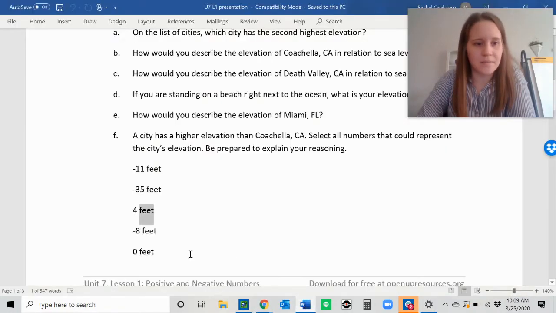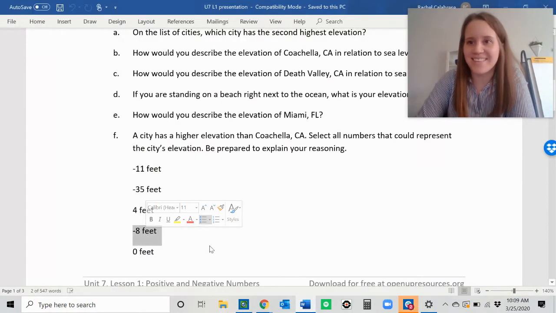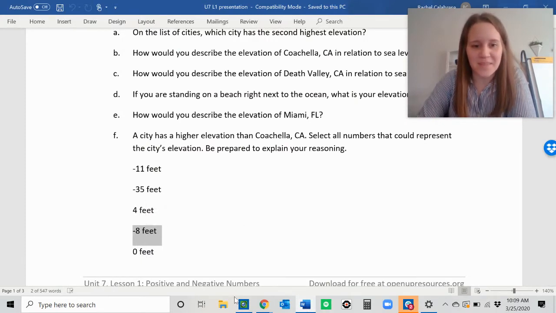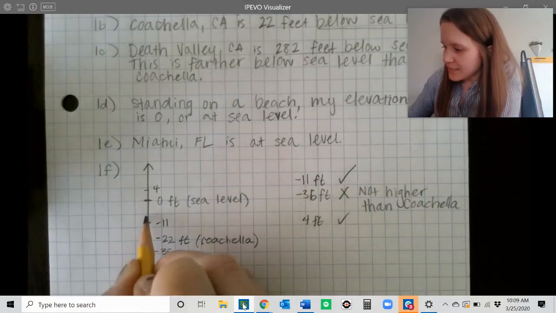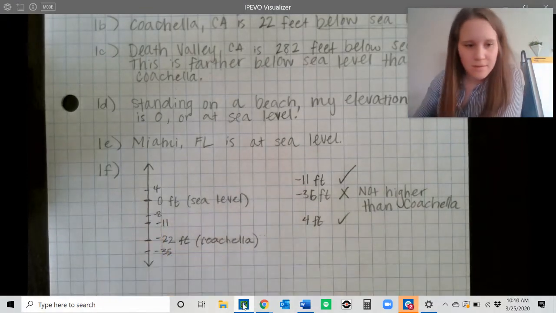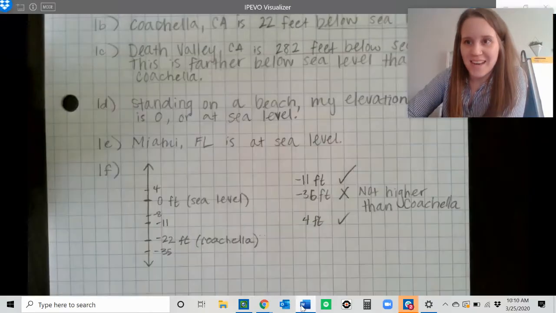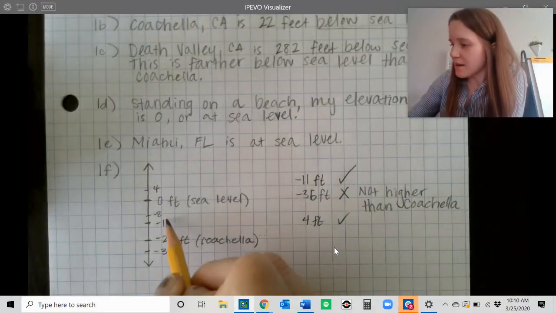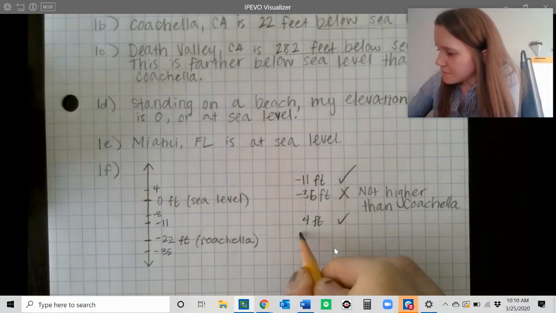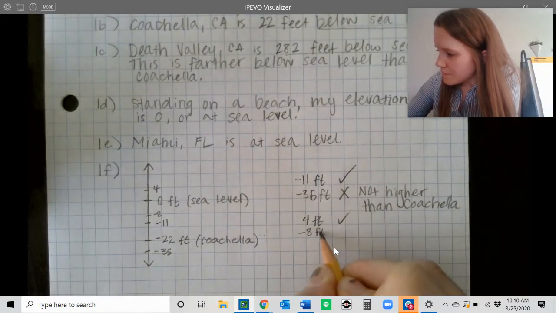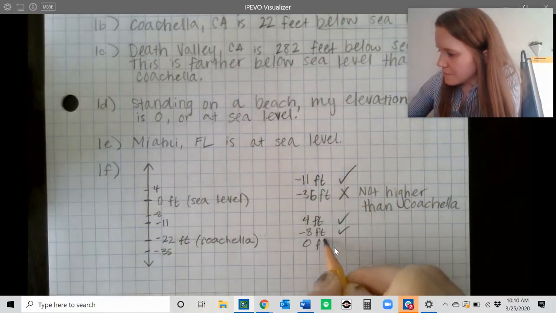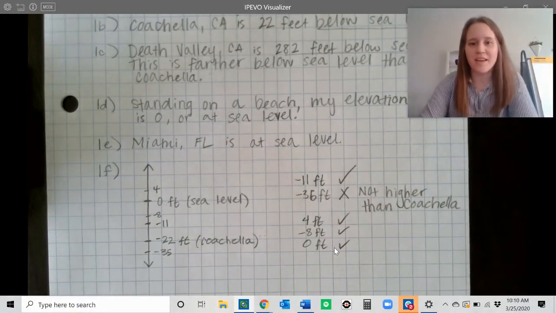What's next? -8 feet. What do you think? And 0 feet. I'm going to go ahead and do those last two. You can do them as well. -8 feet and 0 feet. 0 I've already got on my number line. Both are higher than Coachella. Awesome.